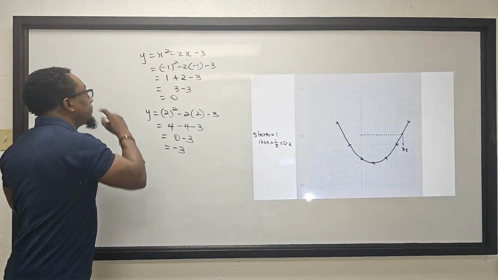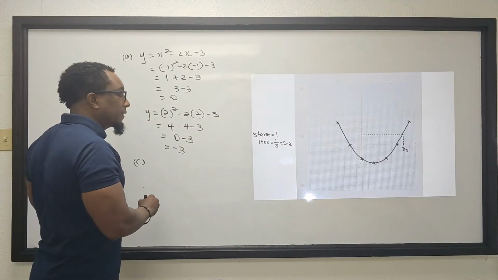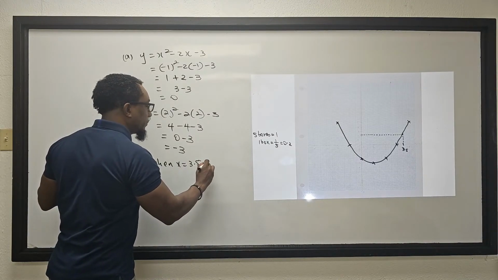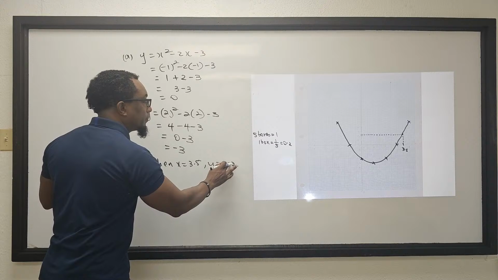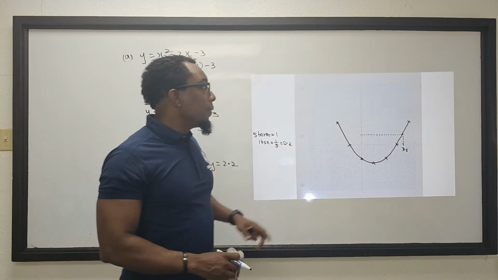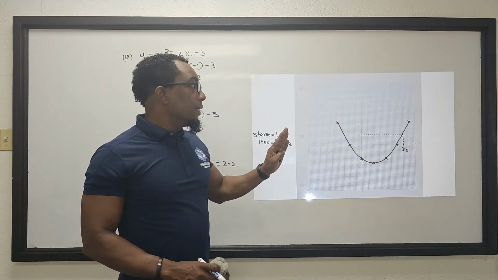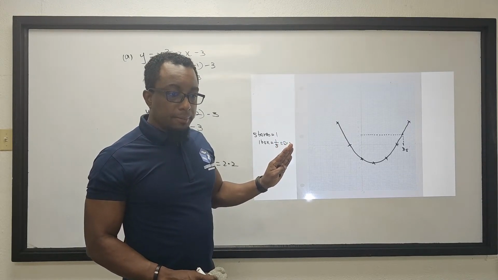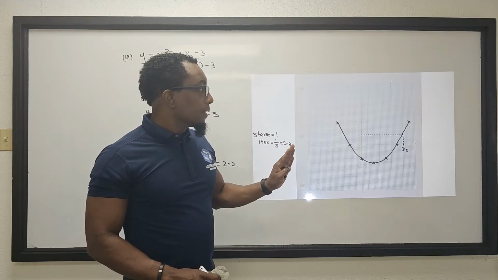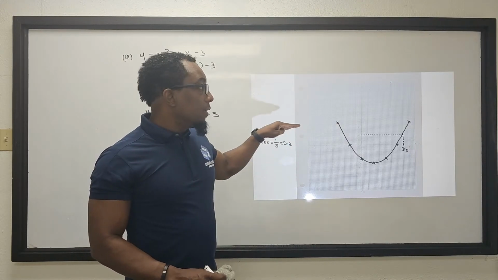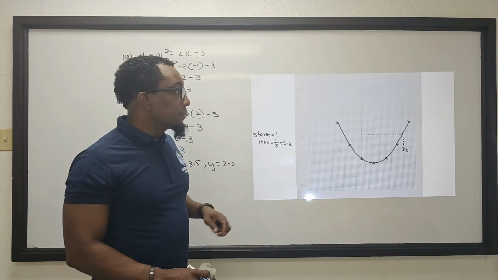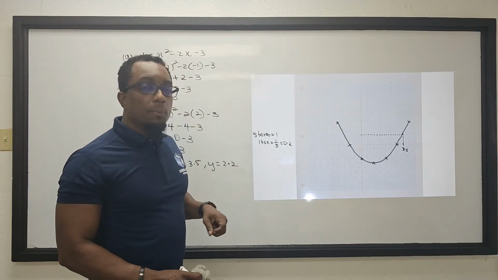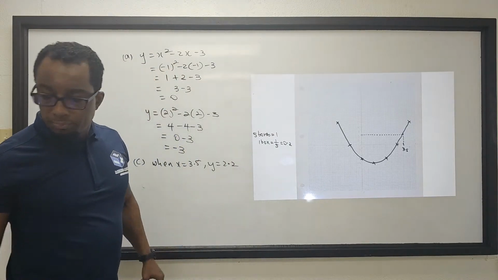So part C is part A. When x is 3.5, y is equal to 2.2. So the corresponding y coordinate will be 2.2. You call that extrapolating, meaning you're moving from the x-axis to the corresponding y-axis, right? So when x is 3.5, we draw a line up, touch the curve, and travel across to the y-axis. So y is equal to 2.2.